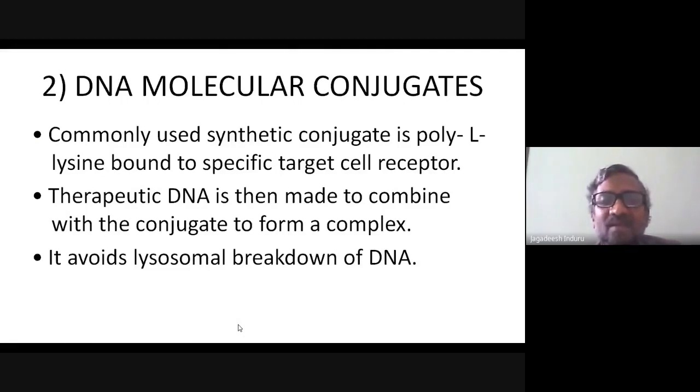So the amount of DNA used will be less and less, and it becomes more effective, because with the direct DNA construct, reaching the cellular site has a lot of barriers, problems and hurdles. Here we have a conjugate that protects the DNA from lysosomal breakdown. So efficiency is increased by making this modification.